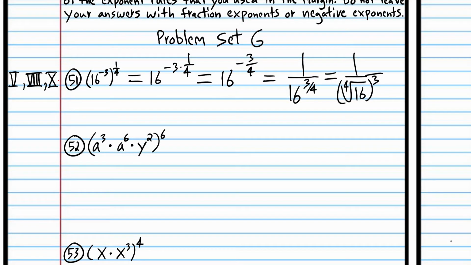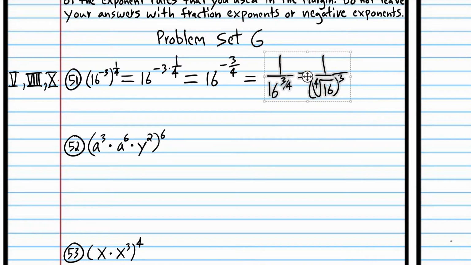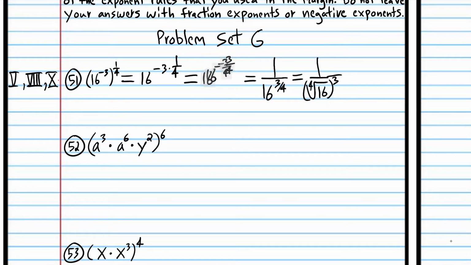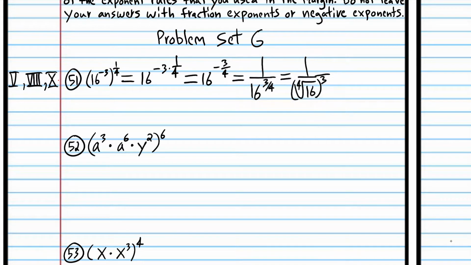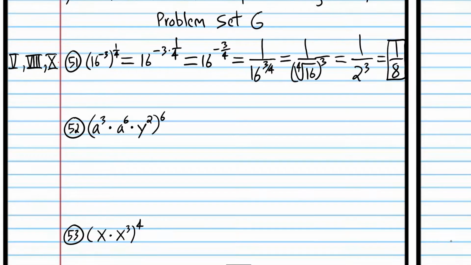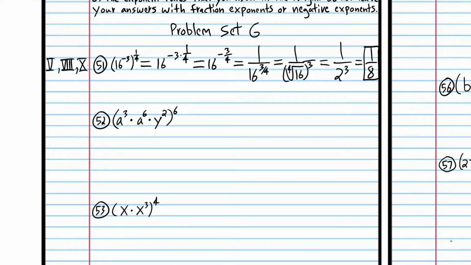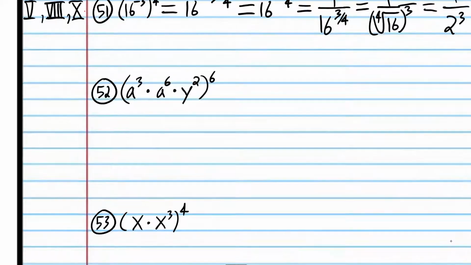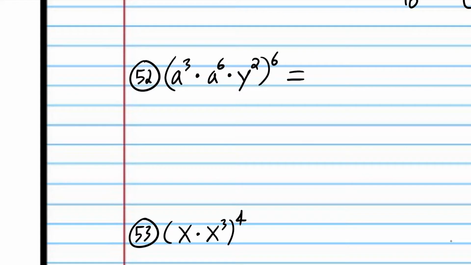So now at that point we just simplify. I'm going to go ahead and move this stuff over a little bit because I'm running out of room. So the fourth root of 16, what number times itself 4 times is equal to 16? And the answer is 2. So we have 1 over 2 to the third power, which is 1 over 8. There you go. So again, we use 3 rules. Let's try another problem that requires 3 rules.